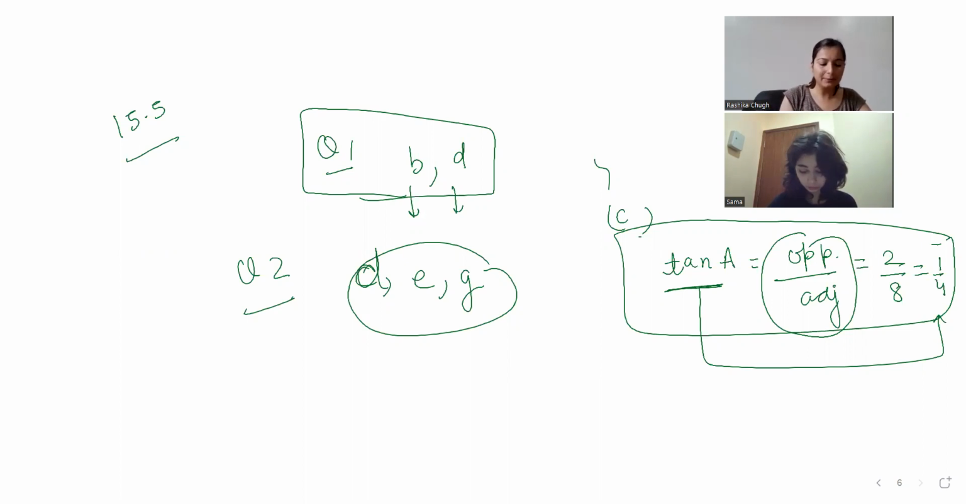Can you please repeat D part? I got 1.5, but I'll redo it. Yeah, 3 over 2, correct.